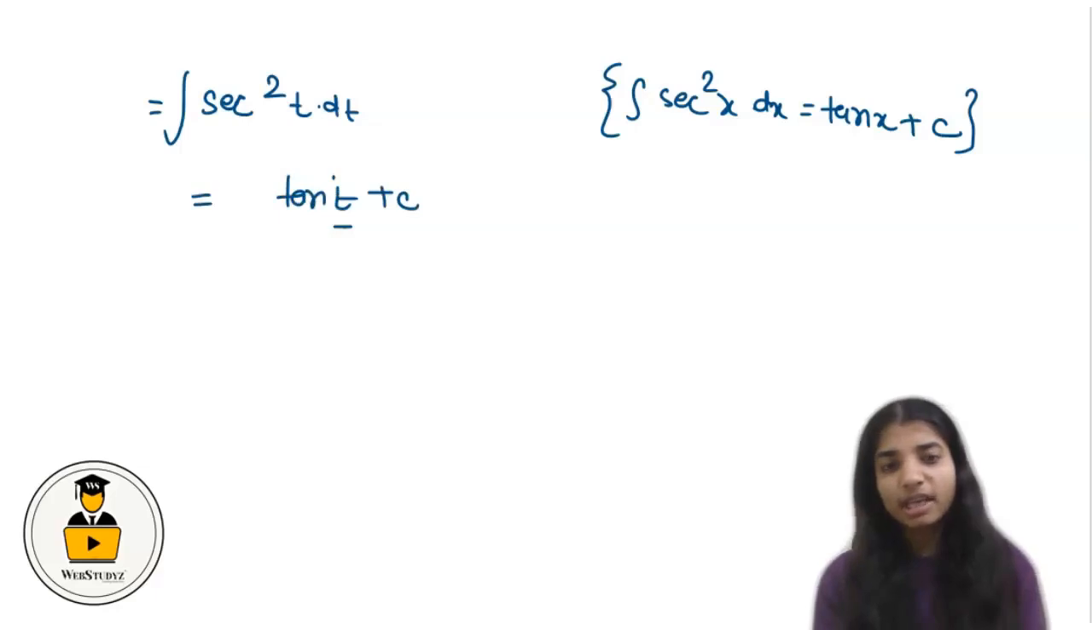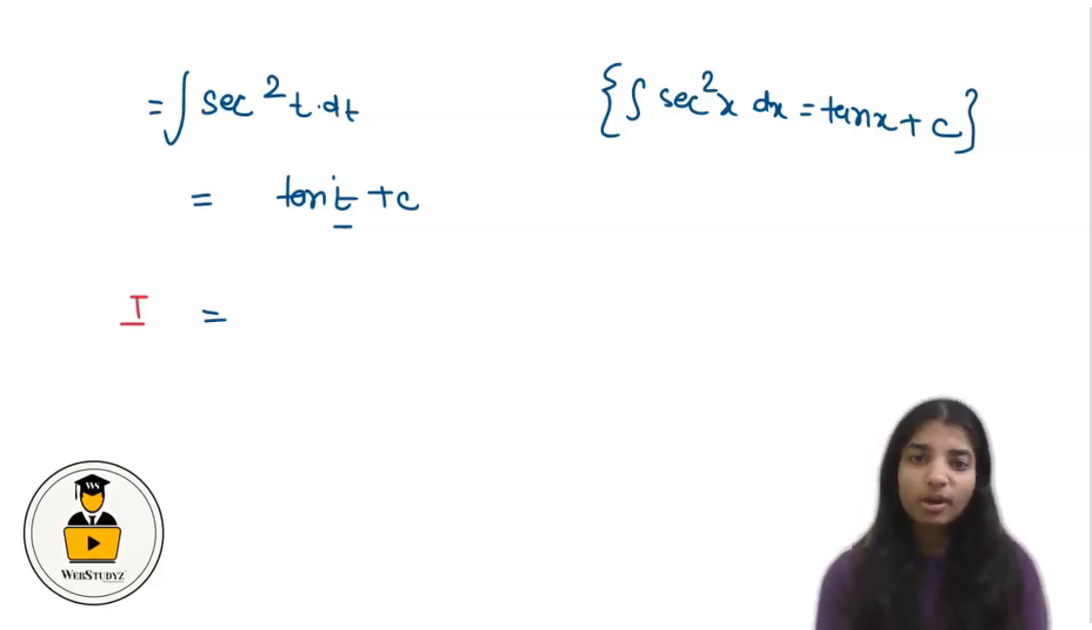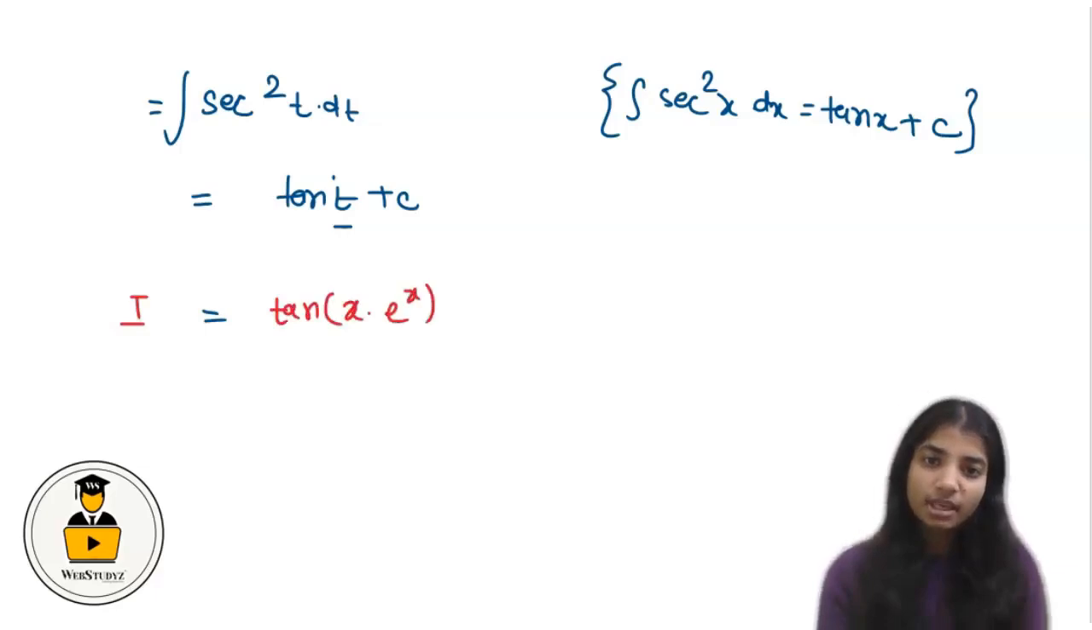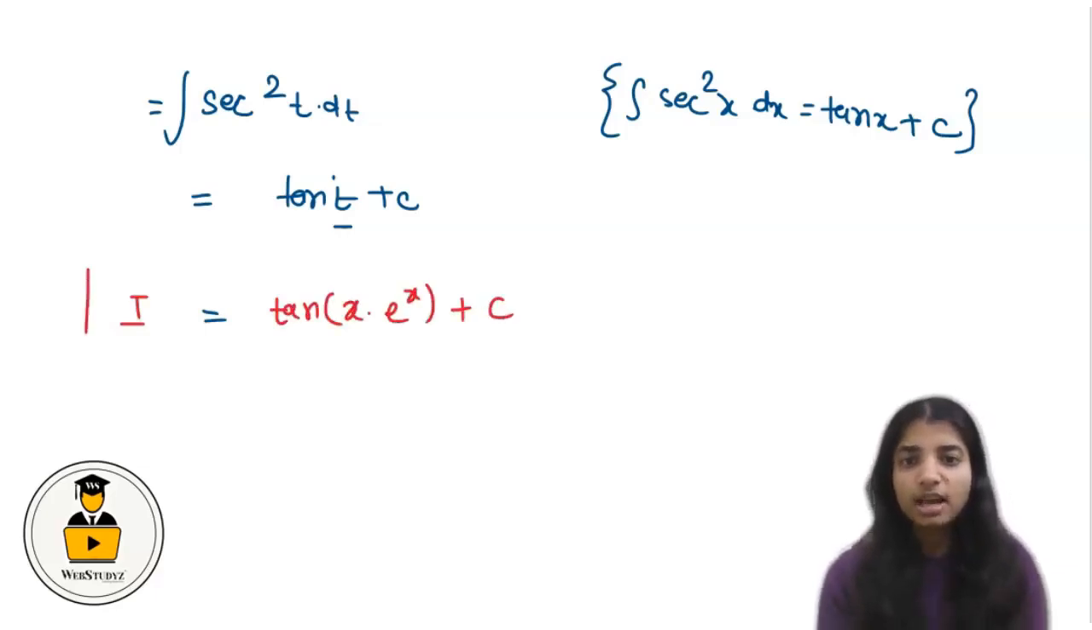Now we are going to plug in the value of t. t is x multiplied by e raised to the power x. So the value of I becomes tangent of (x multiplied by e raised to the power x) plus c. So this is the answer to the given question.